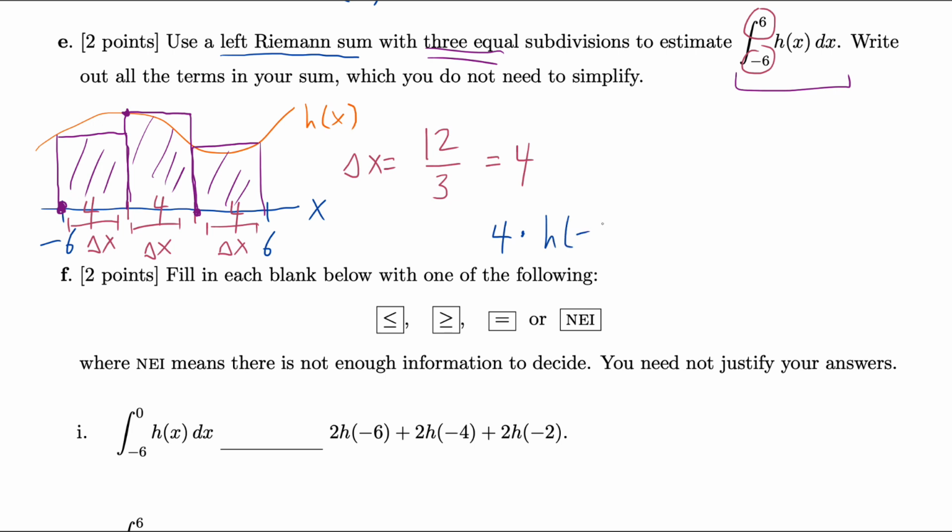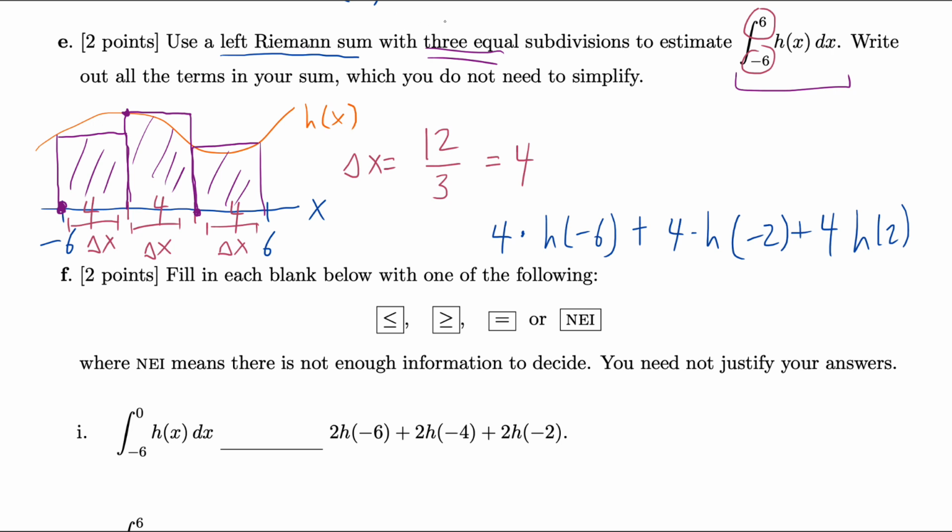So 4 times h of -6, plus, for the next rectangle, again the width is 4, but now we plugged in -6 plus 4, which is the left-hand point of this interval, and -6 plus 4 is -2. And for the last one, we added another 4 to the left-hand point to get this left-hand point. So now we are at h of 2 here. So here we're going from -6 to -2, then -2 to 2 by adding delta x each time. So this is the Riemann sum that you want.